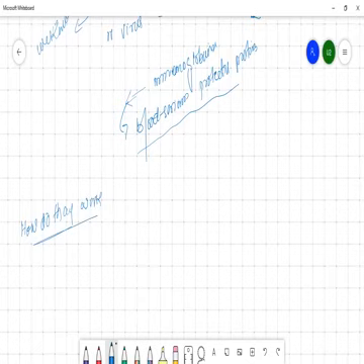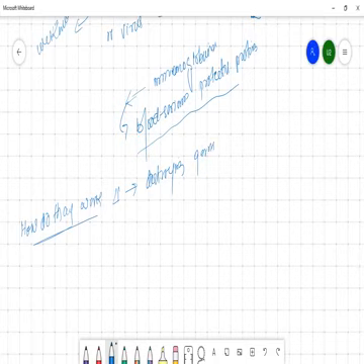So it works in two ways. One, destroying germs that enter the body and ultimately help to get the body well.